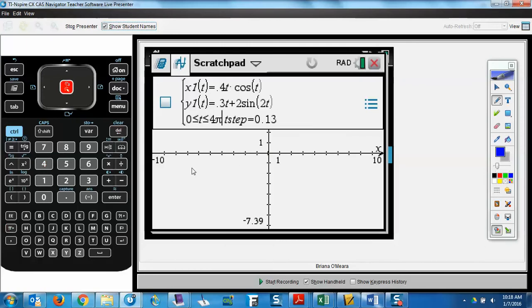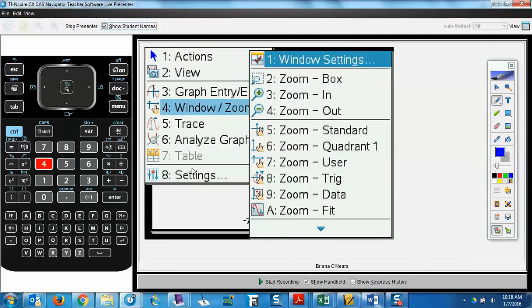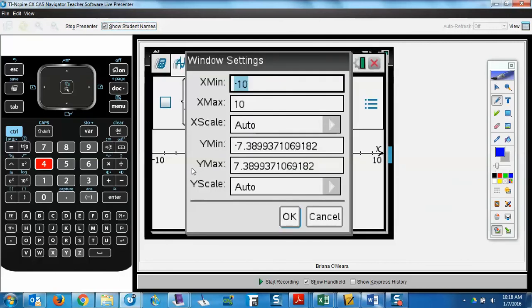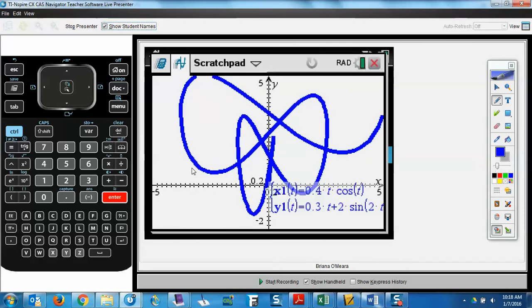And let's change our window. So go to menu, change our window to -5 to 5. And the y's, we go -2 and 5. Okay? All right. And hit enter, and we've got our picture of Adam.